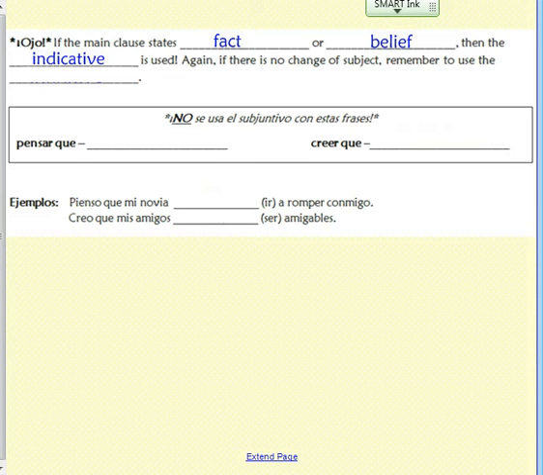Again, remember that if there's no change of subject, you will still need to use the infinitive. The verbs pensar que and creer que will not ever be used with the subjunctive. Use the indicative or the regular present tense when expressing what you think or believe. Let's try some examples by filling in the blank with the correct conjugation of the verb. Pause the video while you complete the sentences.